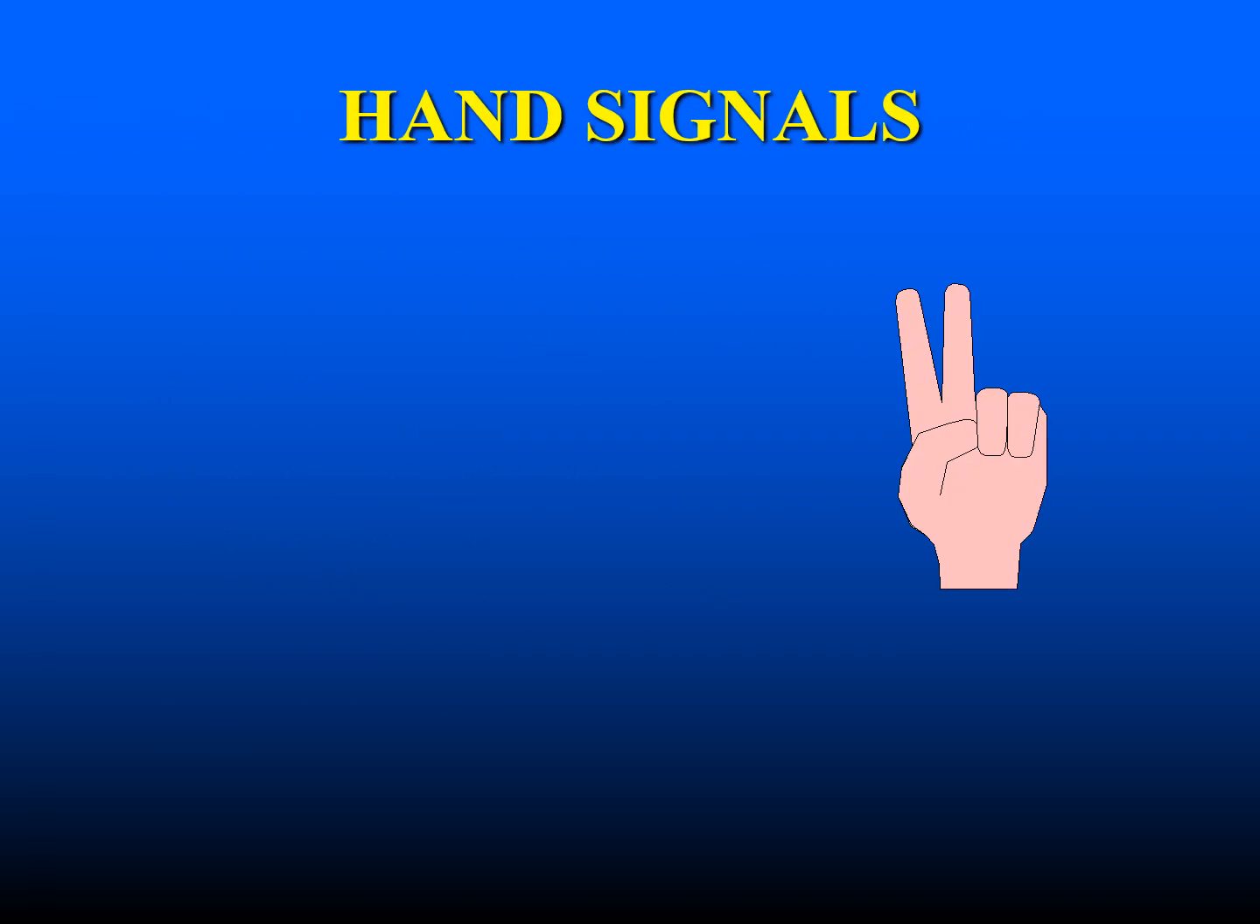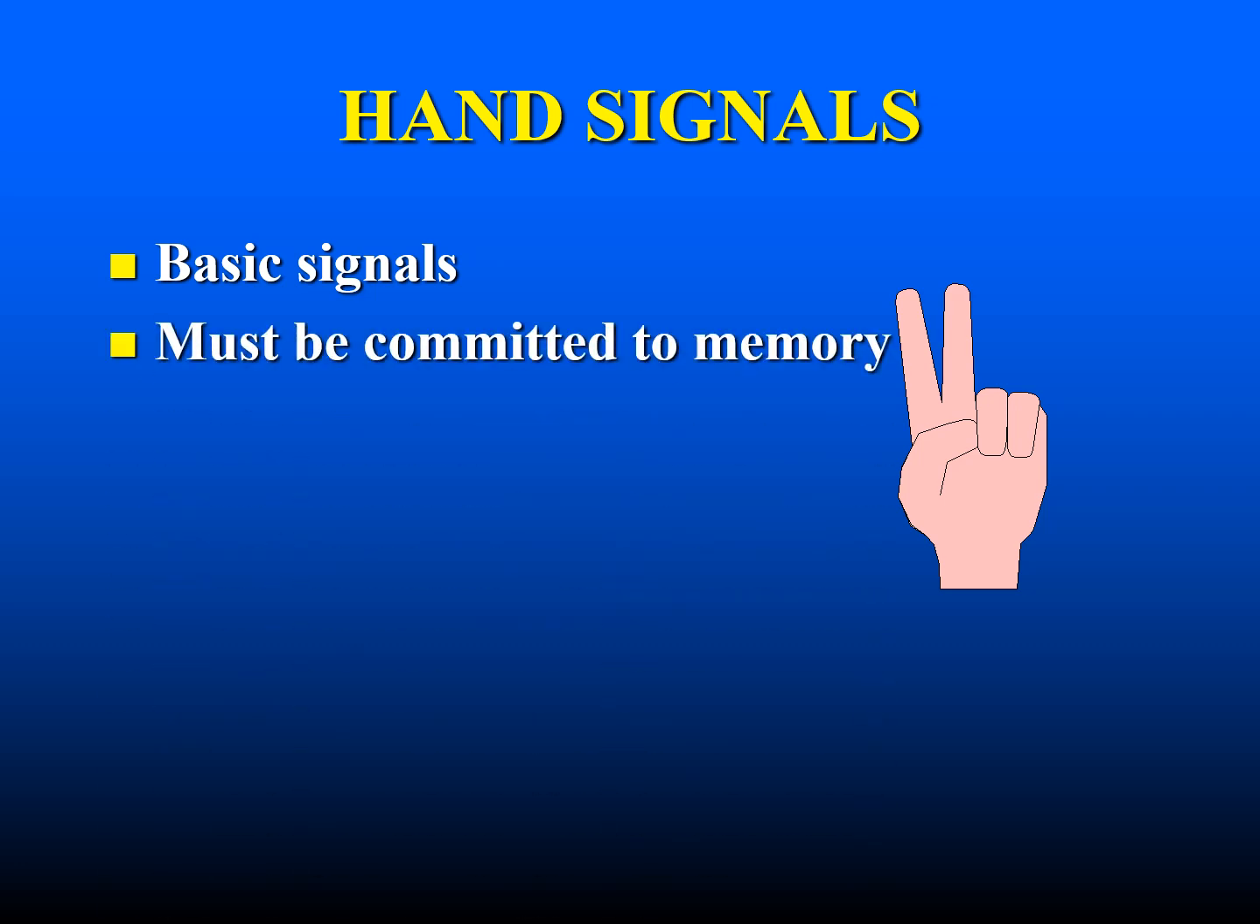Hand signals is another way to communicate. We use basic, simple hand signals. They must be committed to memory. You must have visual contact with the person you're communicating with.